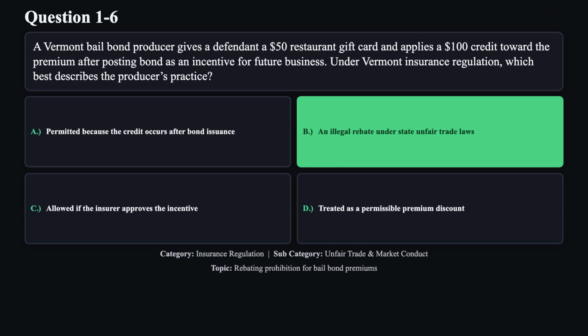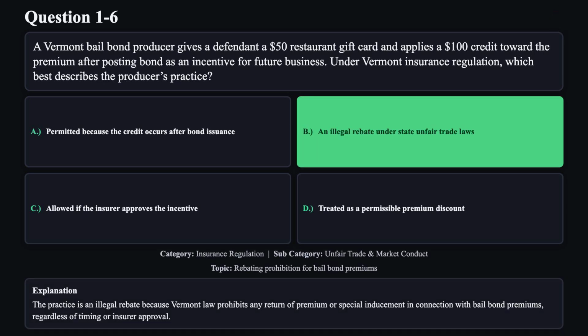The correct answer is B. The practice is an illegal rebate because Vermont law prohibits any return of premium or special inducement in connection with bail bond premiums, regardless of timing or insurer approval.